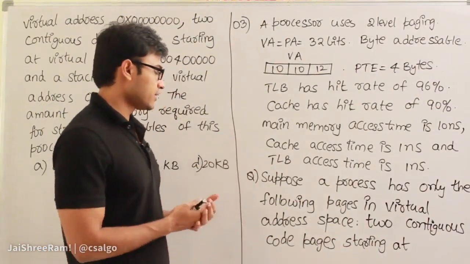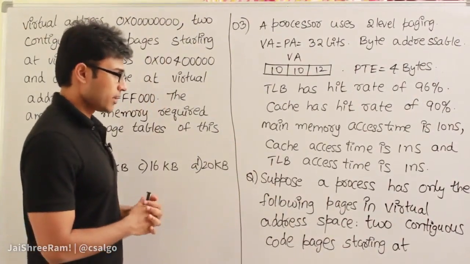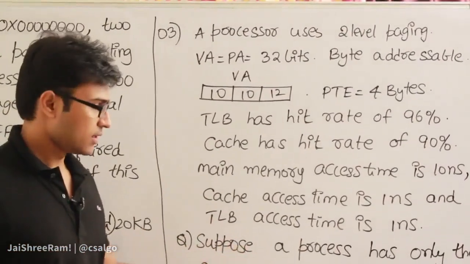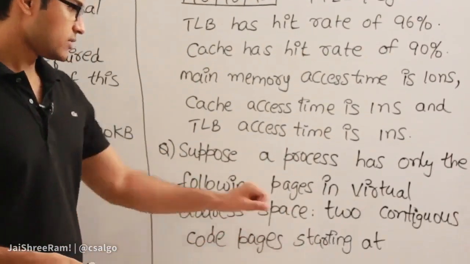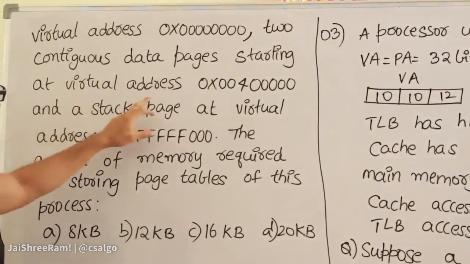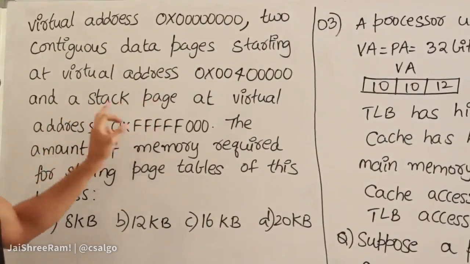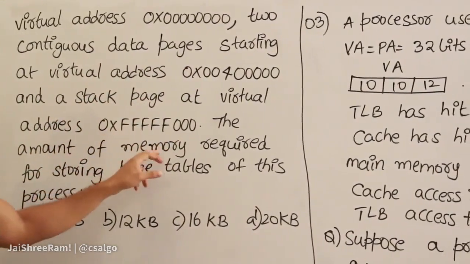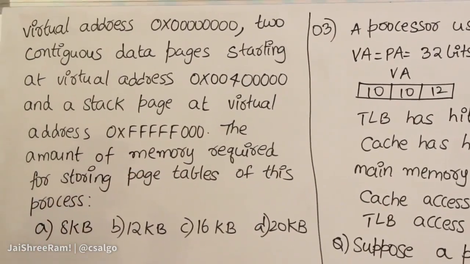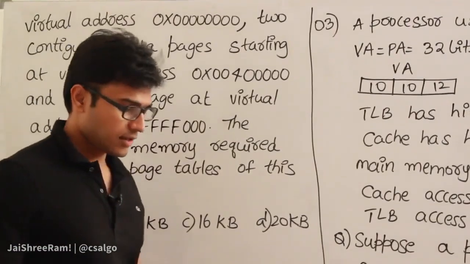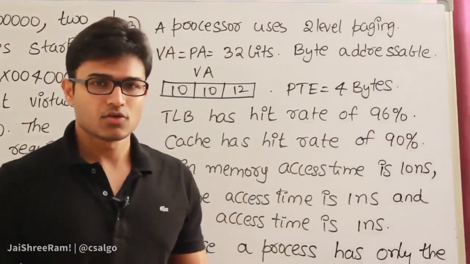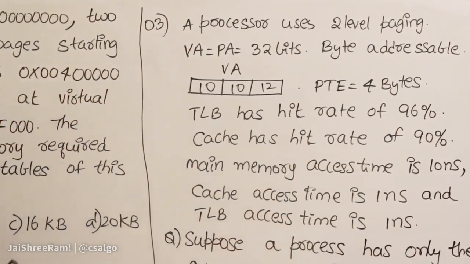For the same data, they are saying that suppose a process has the following pages in virtual address space. They are saying that a process is having these pages, two contiguous code pages starting at so and so address and two contiguous data pages starting at so and so address and a stack page starting at so and so address. The amount of memory required for storing page tables of this process is. So now they actually didn't say anything about the page table size. So okay, before solving this, why don't we solve the other one?